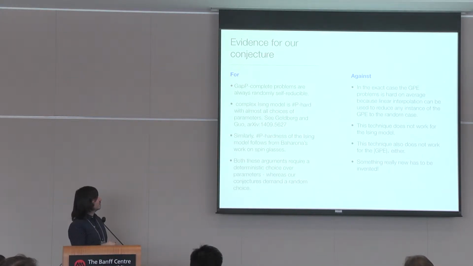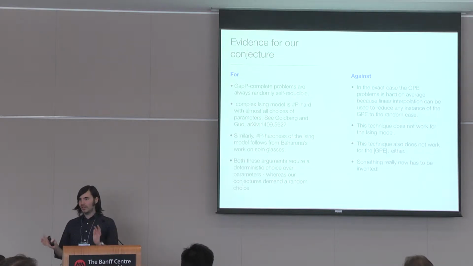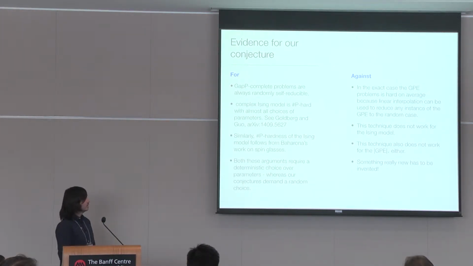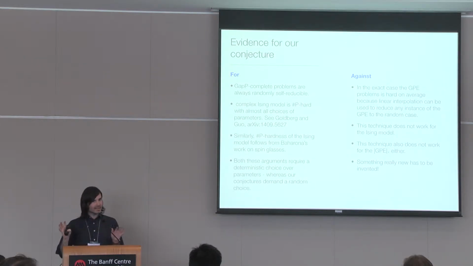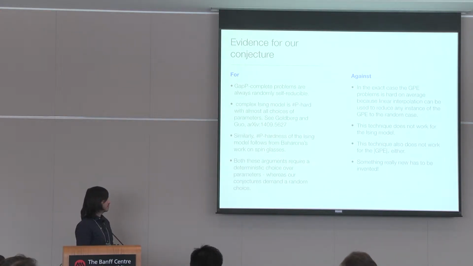Now, in our favor, the complex Ising model is #P-hard for most parameter choices. So this has been well studied and well understood. And similarly, the #P-hardness of the Ising model, in random-like cases, follows a lot from Barahona's work on spin glasses. But he doesn't really prove results about average case complexity, but rather worst case complexity for those problems.